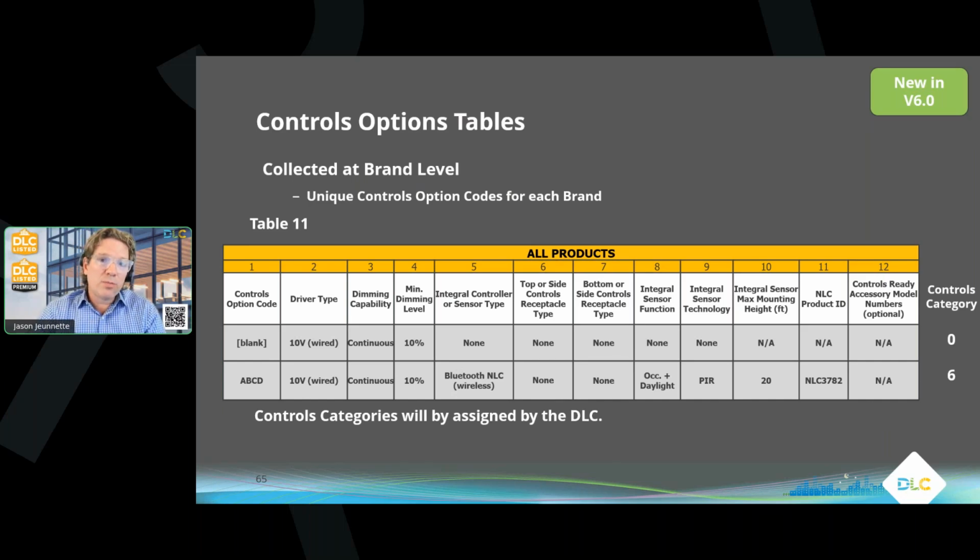The next line, with the controls option code of ABCD, is a product that has a 0 to 10 volt driver, as well as a Bluetooth NLC compatible wireless network controller on board, and occupancy and daylight sensor functions, and that network is listed on the NLC QPL, and that receives a controls category 6. Just a reminder, the controls categories will be assigned for each controls option code by the DLC during the review process.